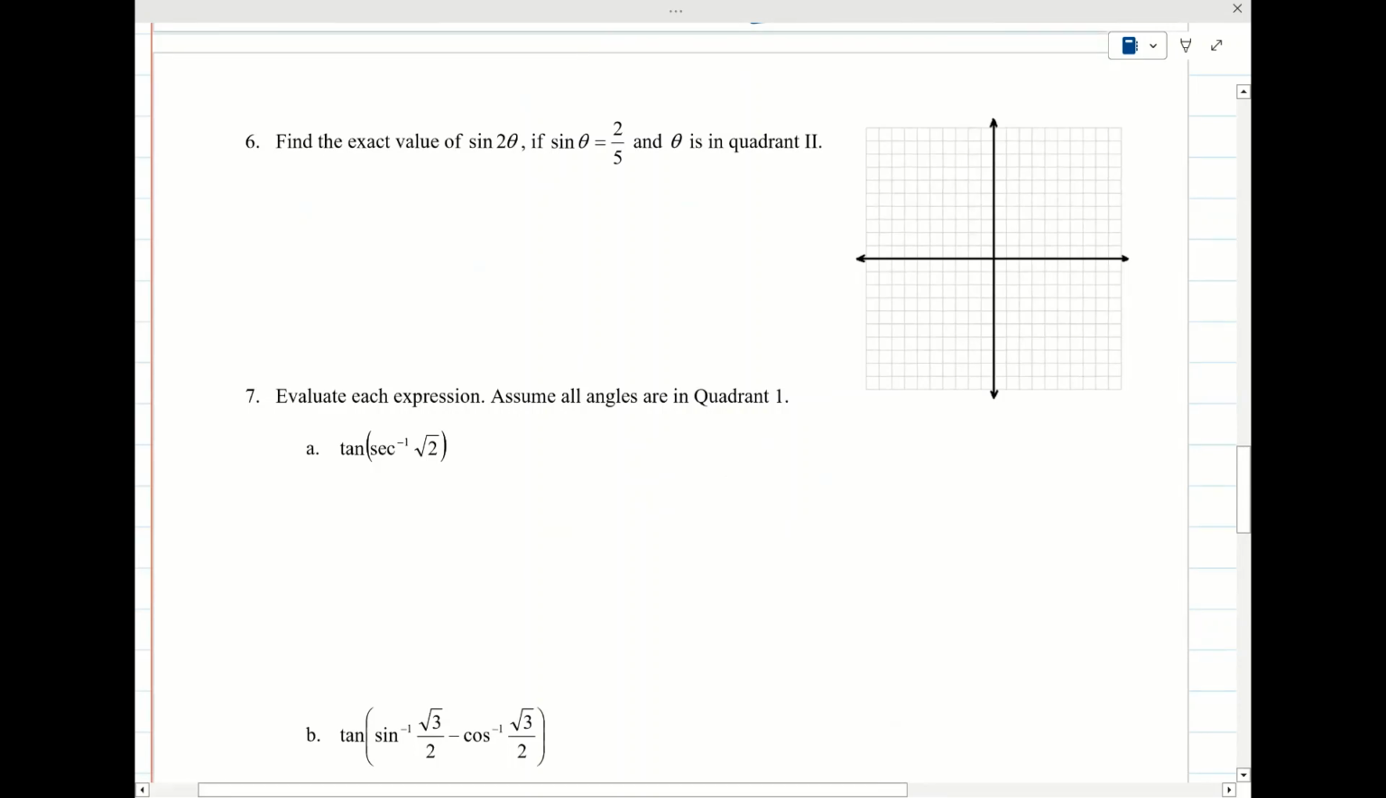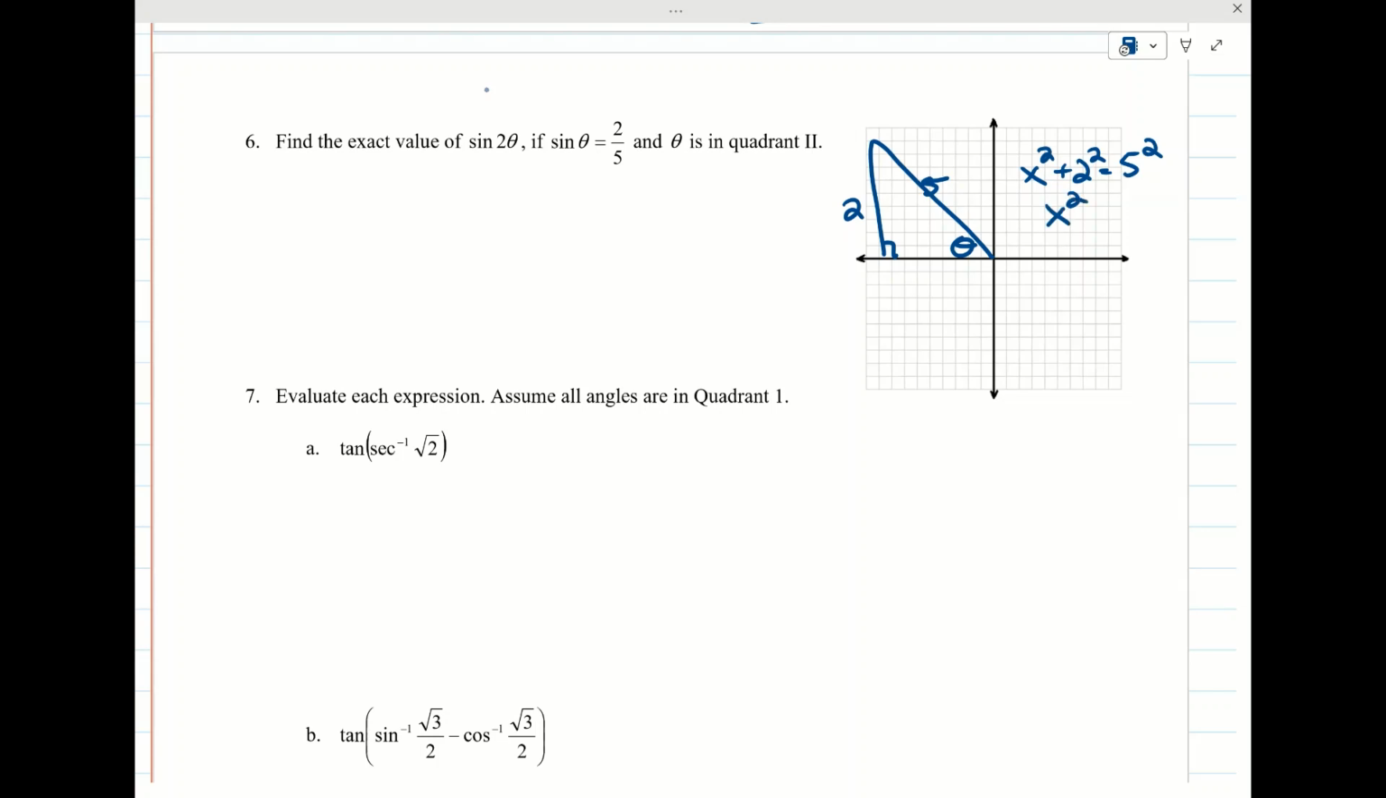Find the exact value of sine of 2 theta. If sine of theta is 2/5, theta is in quadrant 2. So that means we could go ahead and draw theta in quadrant 2. Sine is 2/5. So automatically I'm going to figure out our hypotenuse by doing x squared plus 2 squared equals 5 squared. x squared, 25 minus 4 is 21. So x would be plus or minus square root of 21. Anytime you go left, it's negative.